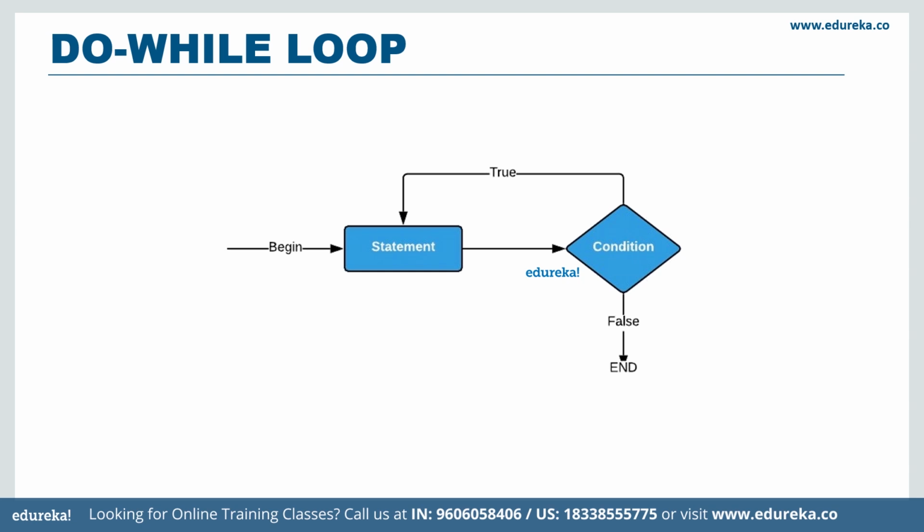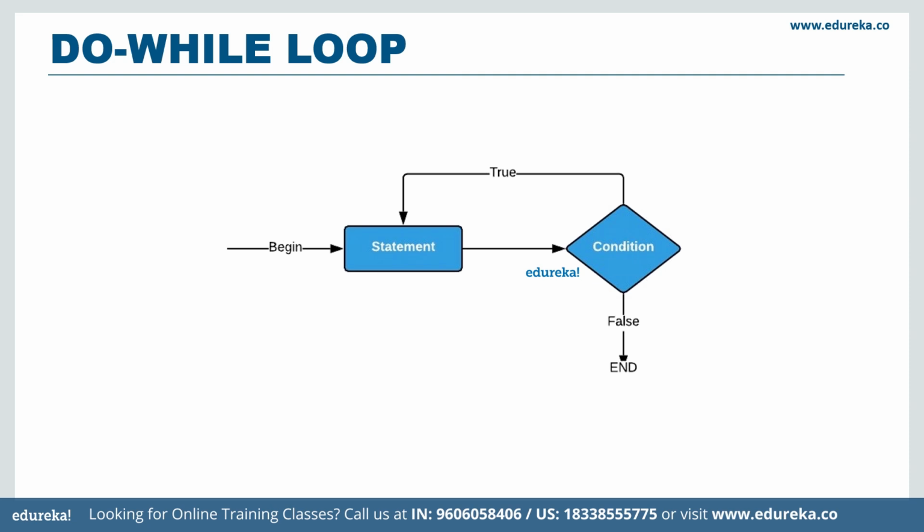You can see that the control begins with a statement. This statement will be executed first without checking the condition. After that, the control reaches the condition. Here, the condition will be checked. If the condition is true, then these statements will be executed one more time. In case the condition is false, the control will exit the loop. So here we can see that when we use the do while loop, the statements will be executed at least once without checking the condition. So this was the functionality of the do while loop.